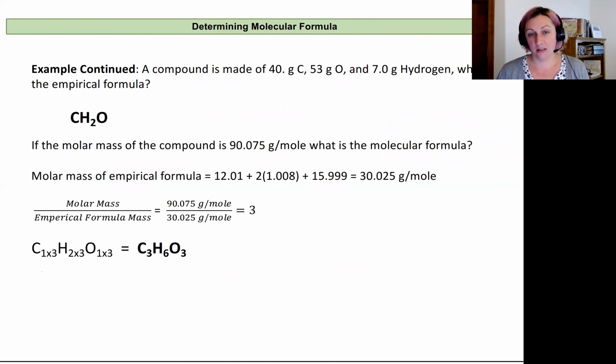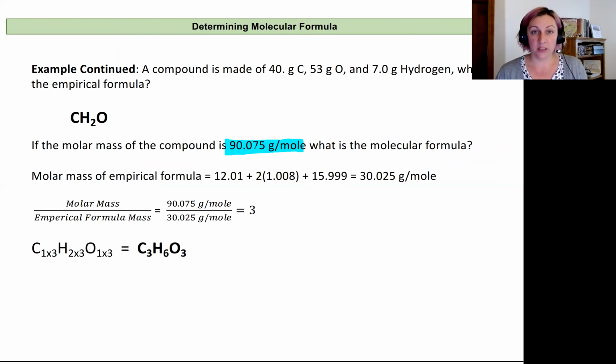So now let's assume we do know the molar mass. We were able to get the mass of each element. We did an elemental analysis of a new compound possibly. And we were able to get the molar mass from it as well. And we have a molar mass of 90.075 grams per mole.